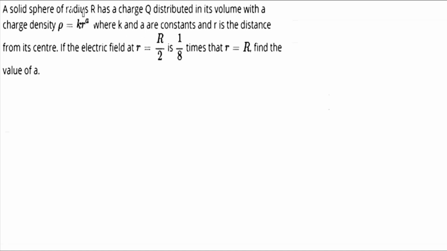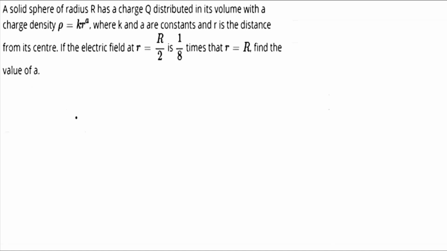In this question, what is given? A solid sphere of radius R and charge Q is distributed in its volume with a charge density given as rho equals k r to the power a, where k and a are constants and r is the distance from its center. We are given that the electric field at r equals R by 2, that is half of the radius, is 1 divided by 8 times the electric field at r equals R, and we need to find the value of a.